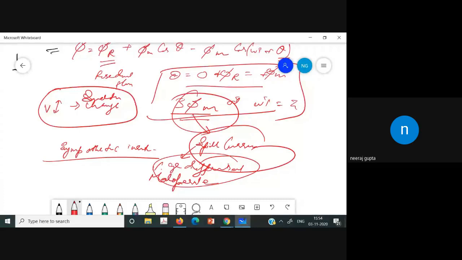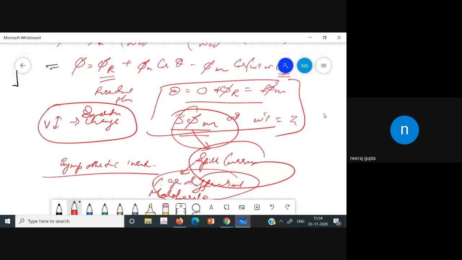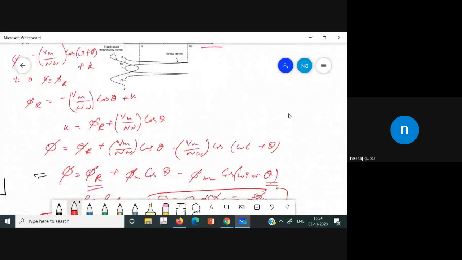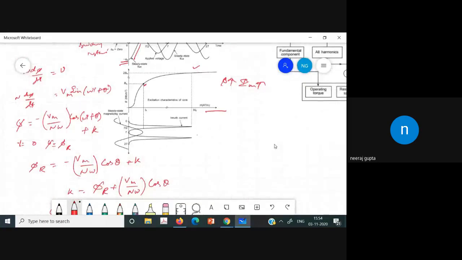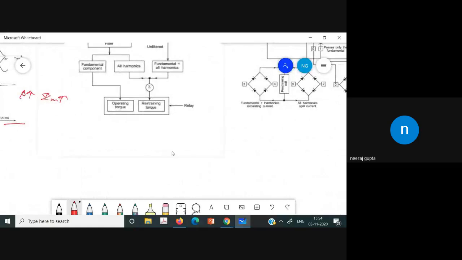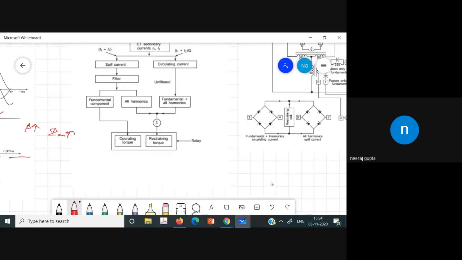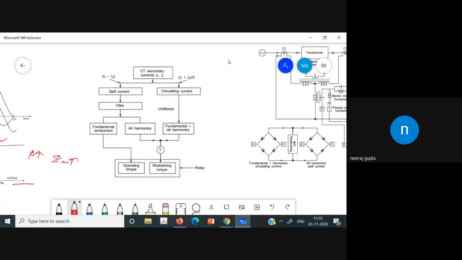Now, what is the way out of that? How can we prevent that, and what kind of relay is used for that very purpose? The relay that is used for that very purpose is the percentage differential relay with a harmonic restraint. Why harmonic restraint? We can discuss.